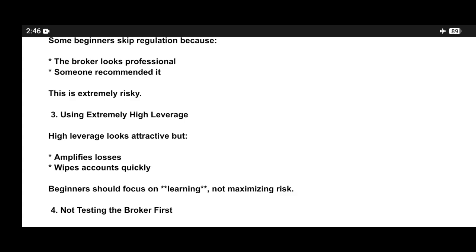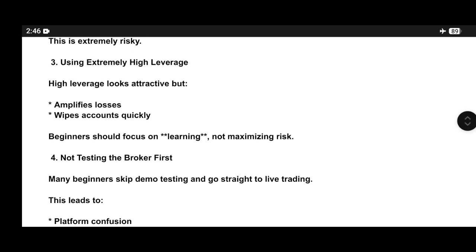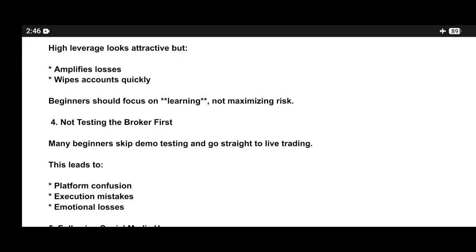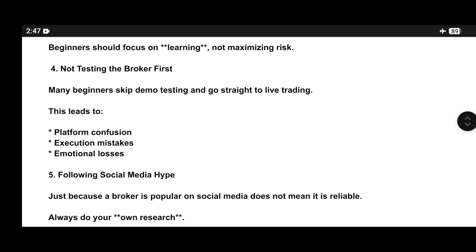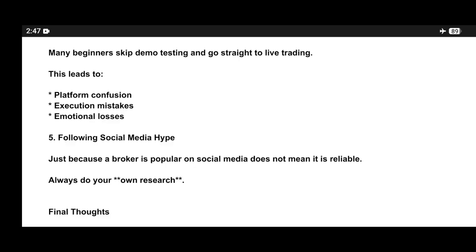Number four is not testing the broker first. Many beginners skip demo testing and go straight to live trading. This leads to platform confusion, execution mistakes, and emotional losses. Number five is following social media hype. Just because a broker is popular on social media doesn't mean it is reliable. Always do your own research. It is very, very important.